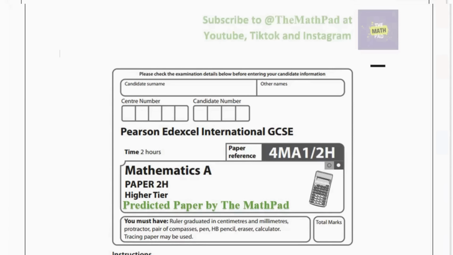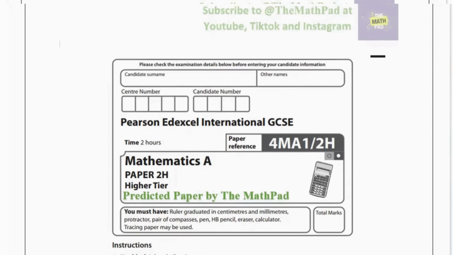So as requested by you, I've created a predictive paper for paper 2 for IGCSE Edexcel Maths A. In this video, I'm including all of the topics that did not come in paper 1. So let's solve these questions that I've included in this paper, and hopefully this will help you in your preparation for paper 2.